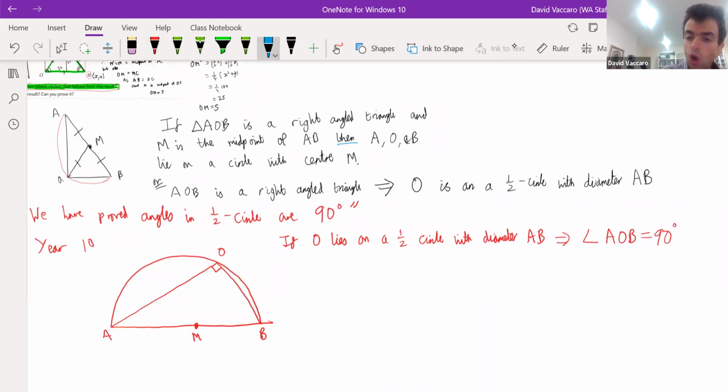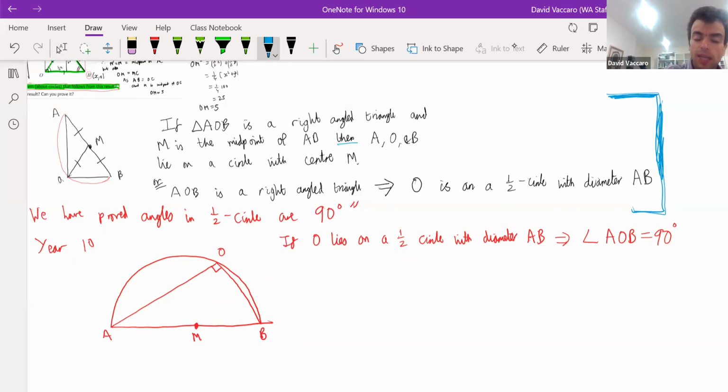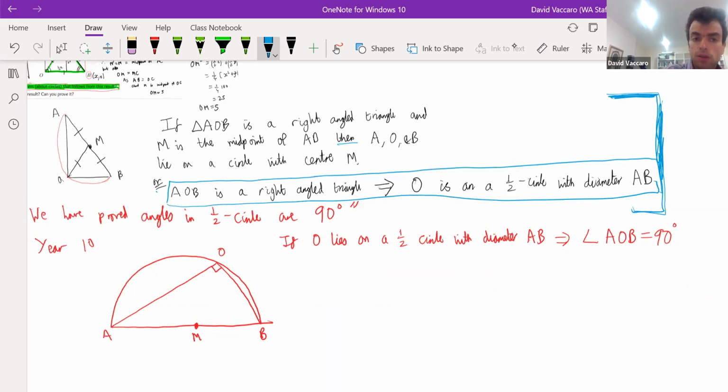How is that different to what we've done up here? Can anyone eagle-eyed spot the difference between this result in blue and this result in green?